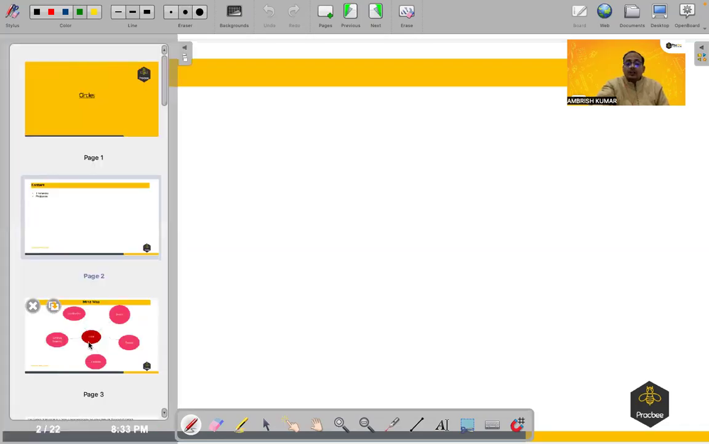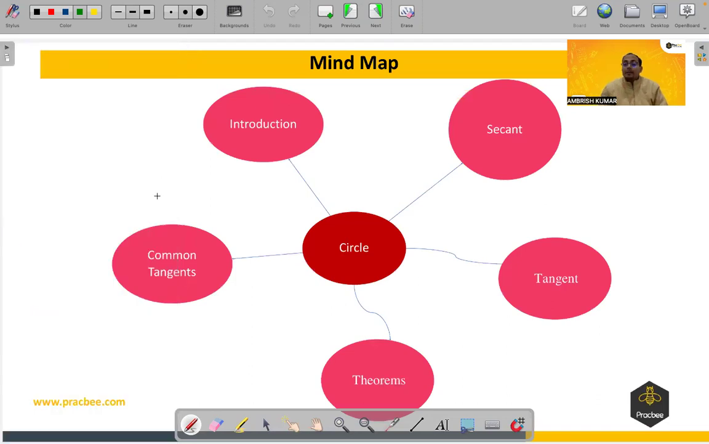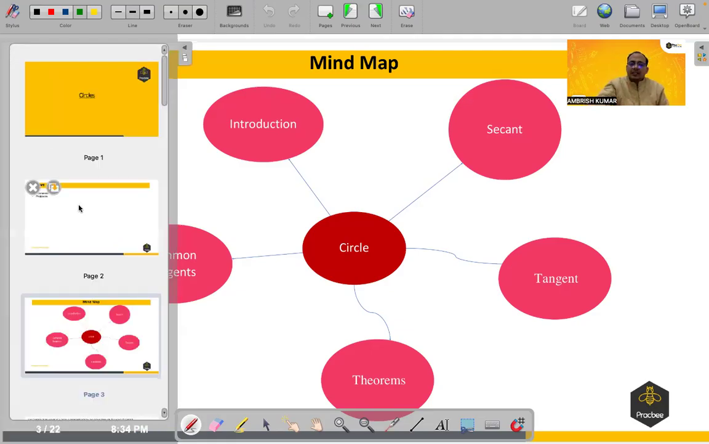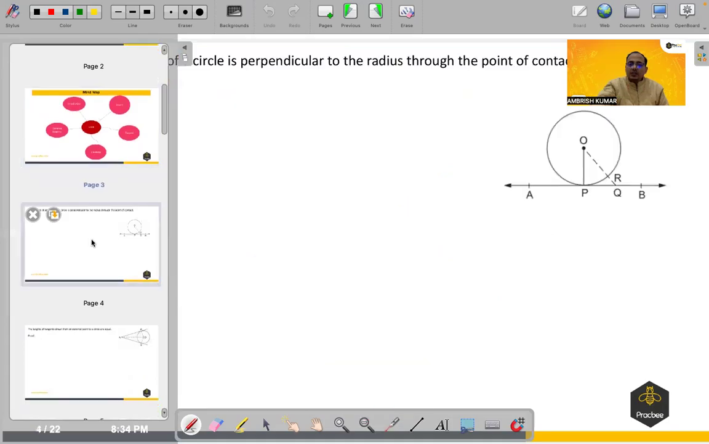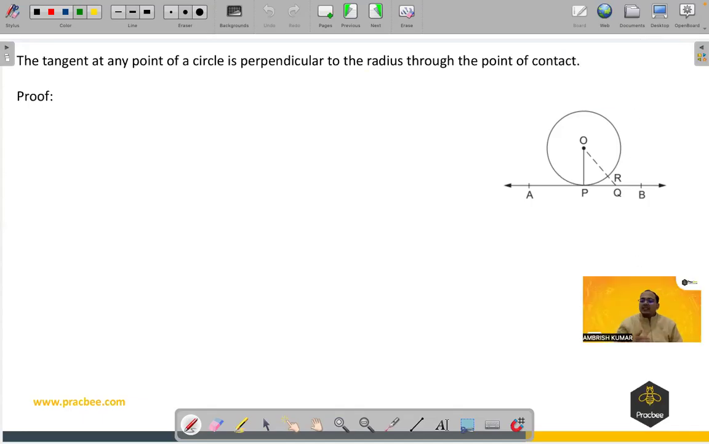So what are the things that we have to cover up in this particular topic? So mostly we are going to deal with the tangents, the common tangents, secants, and then we are having few theorems. So one by one, let us first start with the theorems. We are going to have only two important theorems here, and obviously the concepts from the previous classes and the normal concepts like Pythagoras theorem and all those theorems are already there.